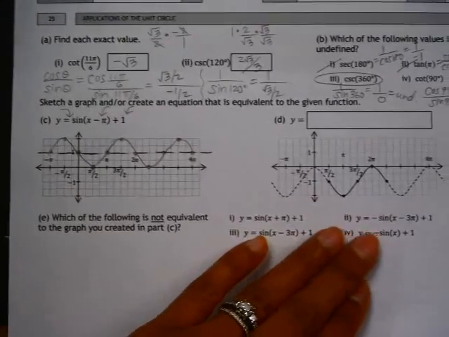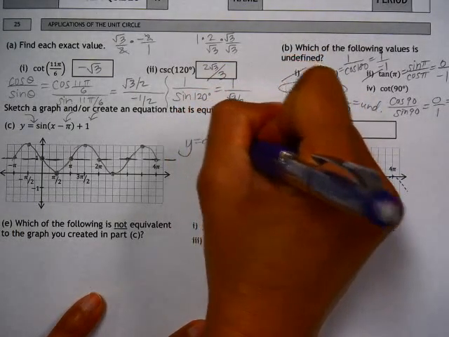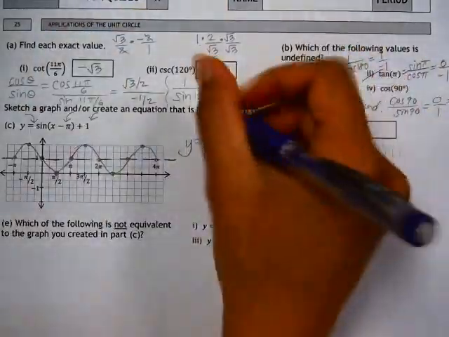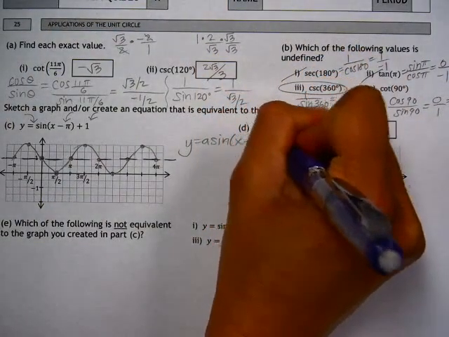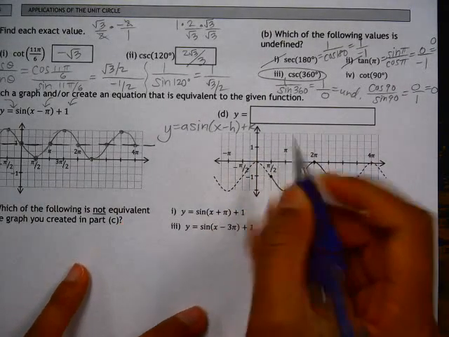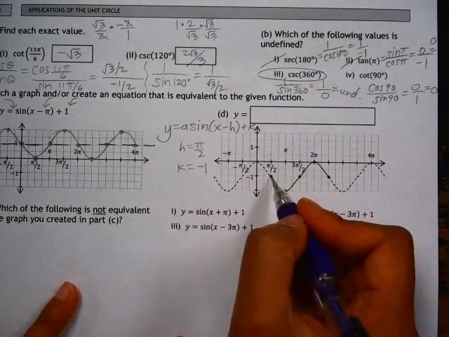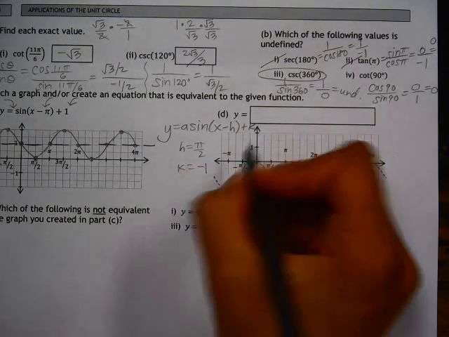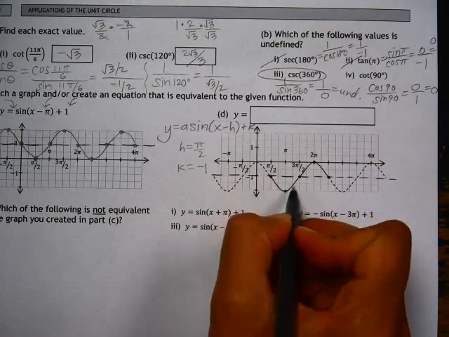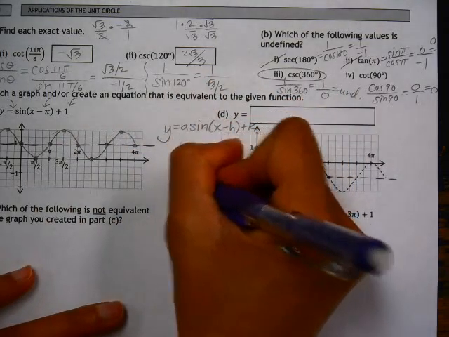Alright, on part D, we're given a graph and we're asked to write the equation. The equation of a sine graph is of the form y equals a sine of x minus h, and then plus k. In this case, our h, k is our starting point right here. So h is equal to pi over 2, k is equal to negative 1. Because the graph is going below the midline first, if we look at this solid portion, it's going below the midline first and then above, our a is going to be equal to a negative value.